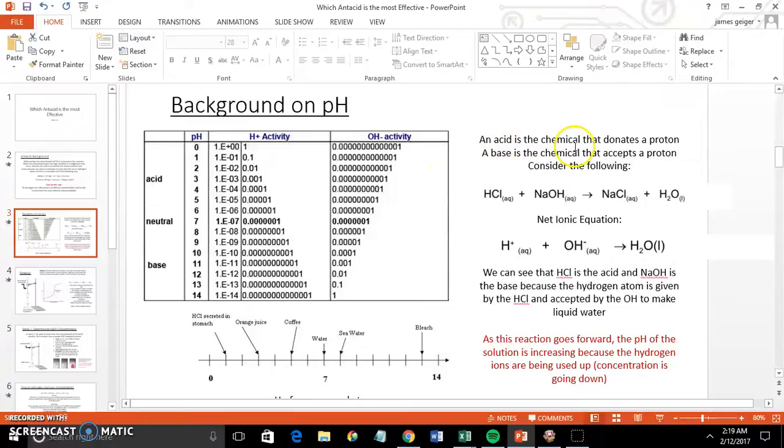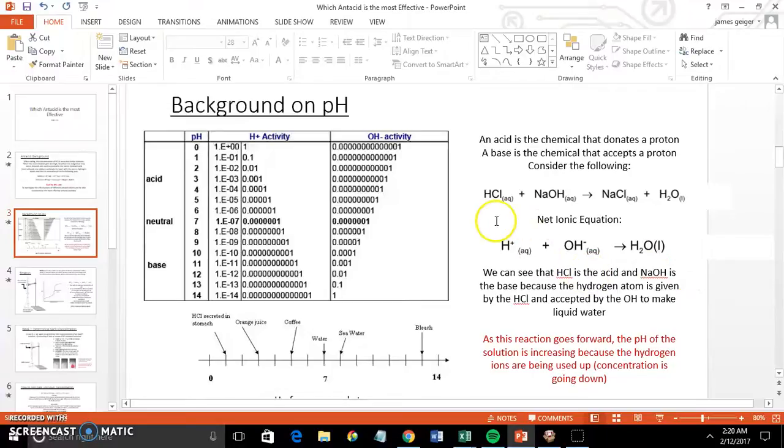So just a word on pH. We're going to talk about an acid. That's a chemical that donates the proton. The base is the chemical that accepts the proton. We have this following relationship. You have hydrochloric acid and sodium hydroxide. You're going to have hydroxide accepting this hydrogen and forming H2O. You're going to have sodium and chloride getting together and forming a salt. Or if we do the net ionic equation, we're going to have H+ plus OH- going to H2O.